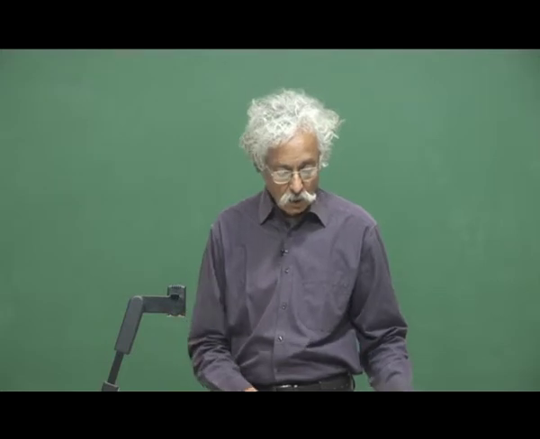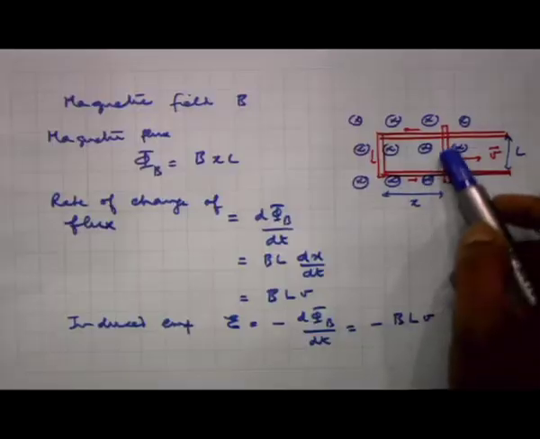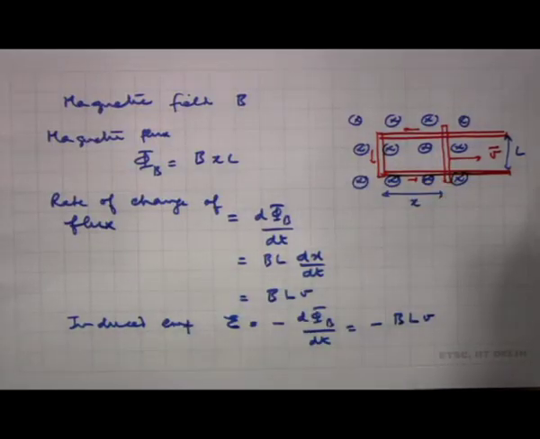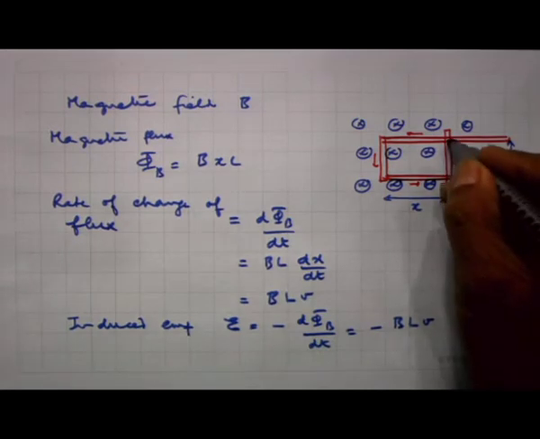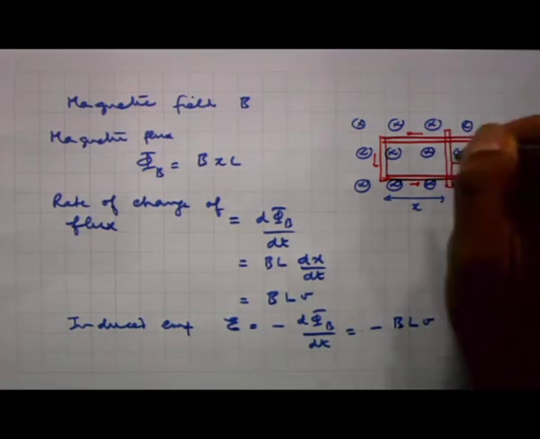Now, look at the direction of the induced EMF and the current flowing like this. So, the induced EMF is like this, and as we saw last time, in this conductor there is a current flowing in the upward direction, and the magnetic field is downward.